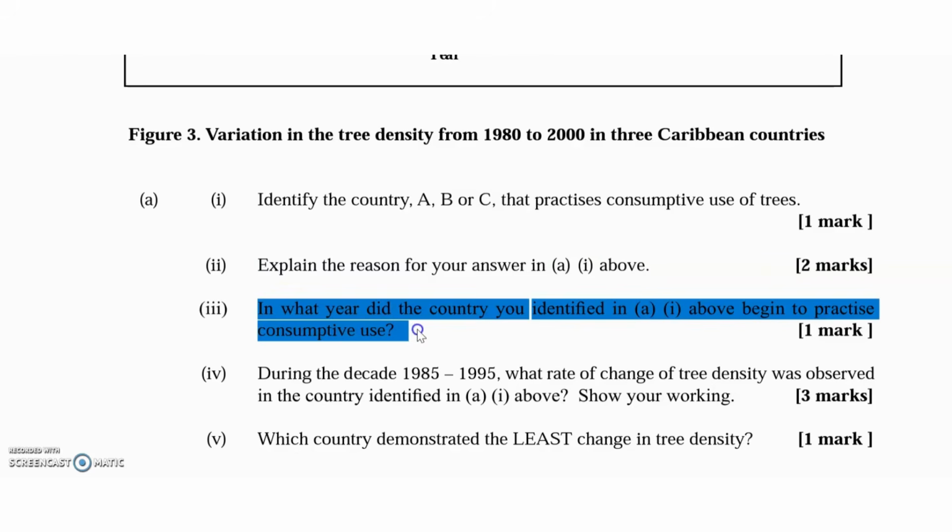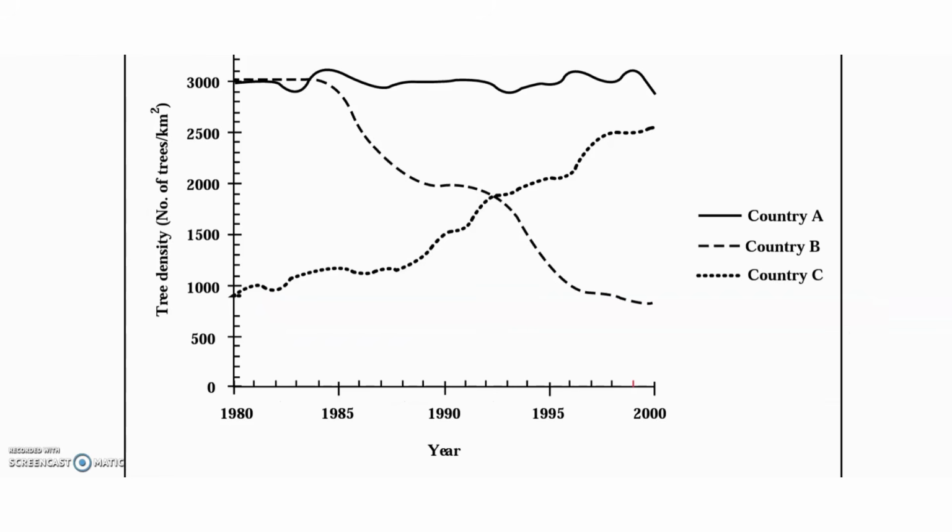Now, part 3: in what year did the country you identified in A1 begin to practice consumptive use? At this point, you have to utilize your ruler, a long ruler preferably, or a straight edge of a page. Look at country B here. This line is country B. The point where it starts to decline is associated with the year where consumptive use was practiced, and that will be associated with this particular time period, which is the year 1984. So this is 80, 81, 82, 83, 84. So in the year 1984, consumptive use was practiced by country B.